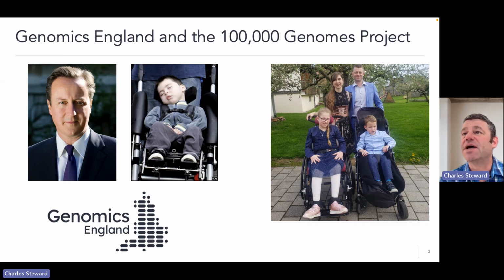On the right, that's me, and that's my wife, Svenja, and my two children, Imogen and Jasper. Both of our children have cerebral palsy and epilepsy, and they are the reason that I'm doing the job I am at the moment.